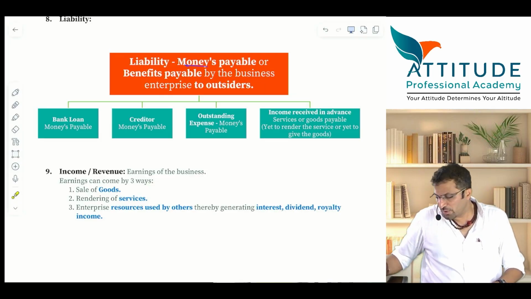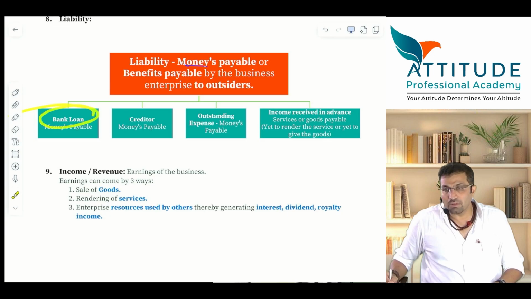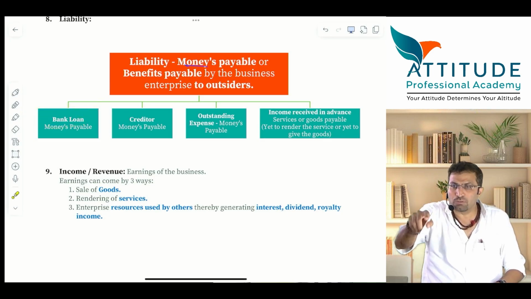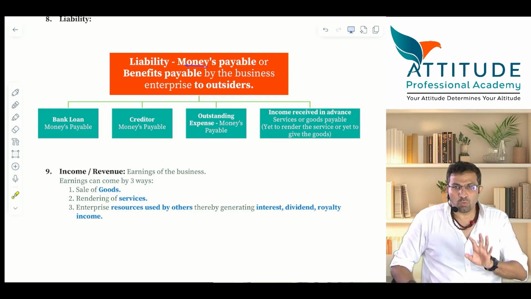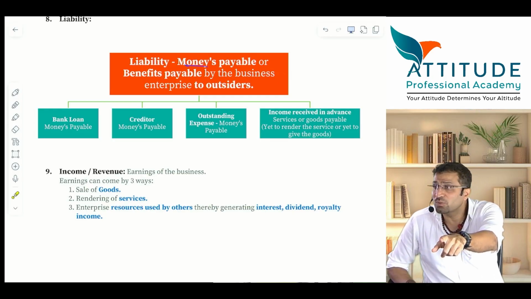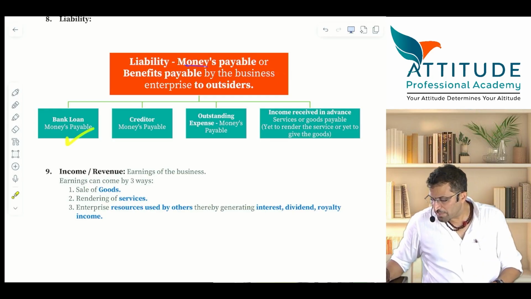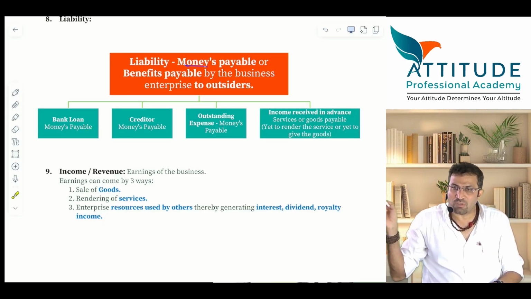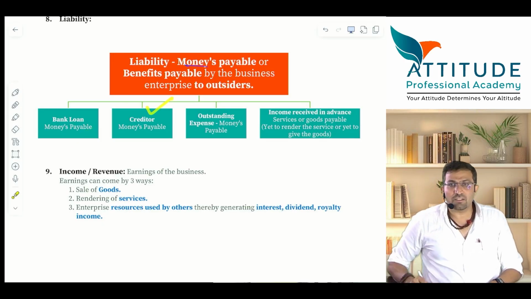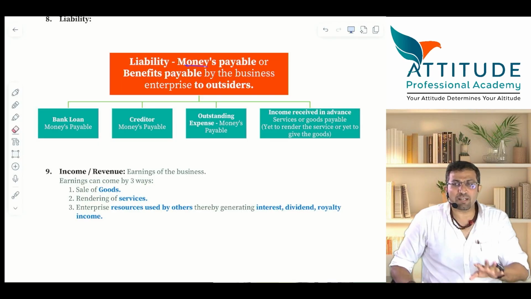I have bifurcated it into 4 categories. Bank loan. Bhai Saab, you tell me. A bank loan taken by you today, tomorrow you have to repay. Yes or no? Correct. So it is money payable by you to an outsider. Creditor. You have purchased goods from Vinayak sir. You have still not paid the money. Who is Vinayak sir for you? Debtor or creditor?